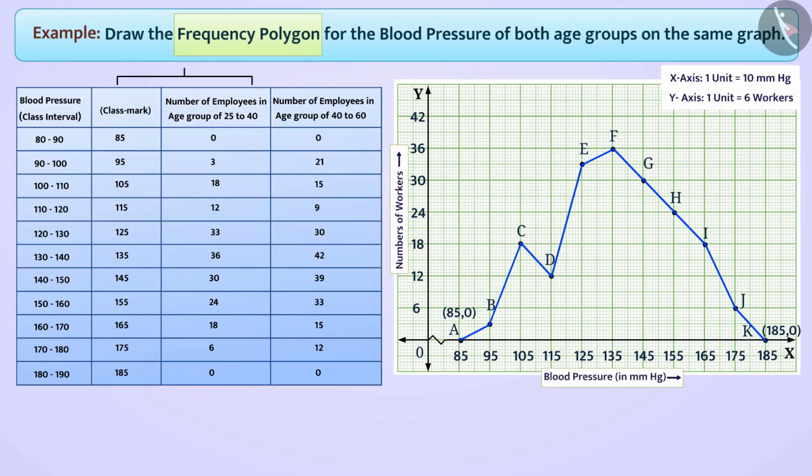To represent that, this polygon is made up of continuous line segments, which represents the number of workers in the age group of 25 to 40. We will write the symbol like this.